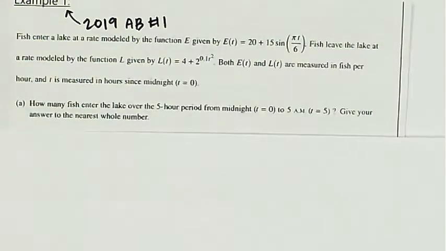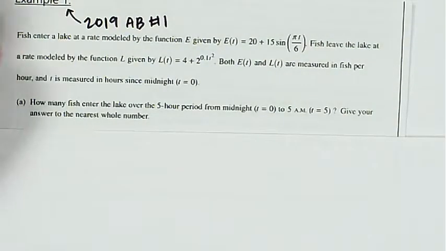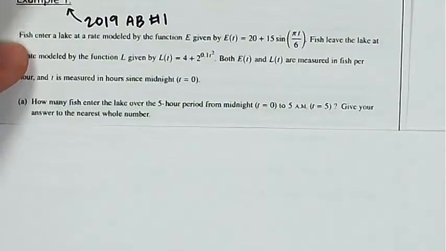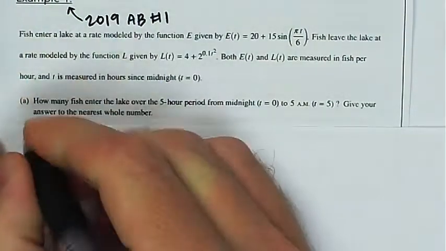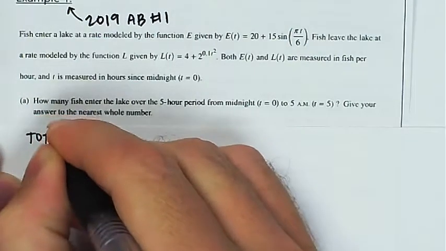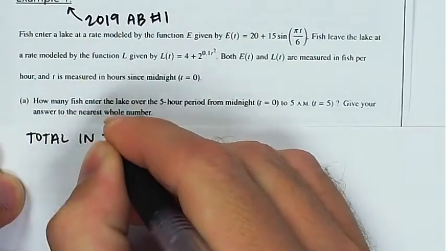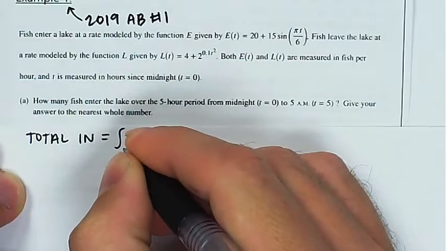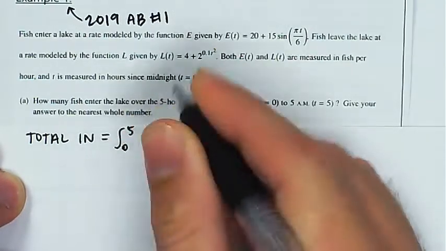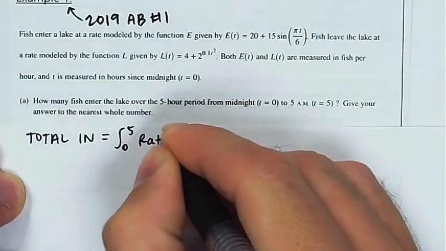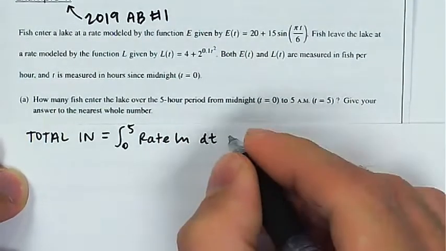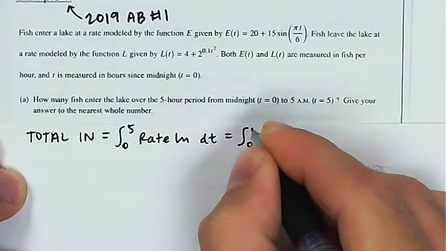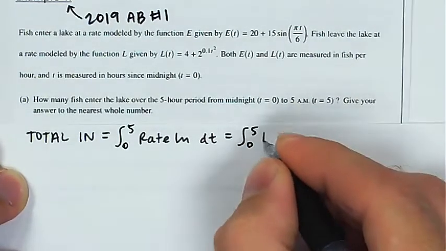Okay. Now, first they want to know the total number of fish that enter, so that's the total in. I just told you, and I'll just remind you again, that the total in is going to be the integral from, in this case, 0 to 5, rate in with respect to time. Well, what that's going to be is the integral from 0 to 5 of E of t.